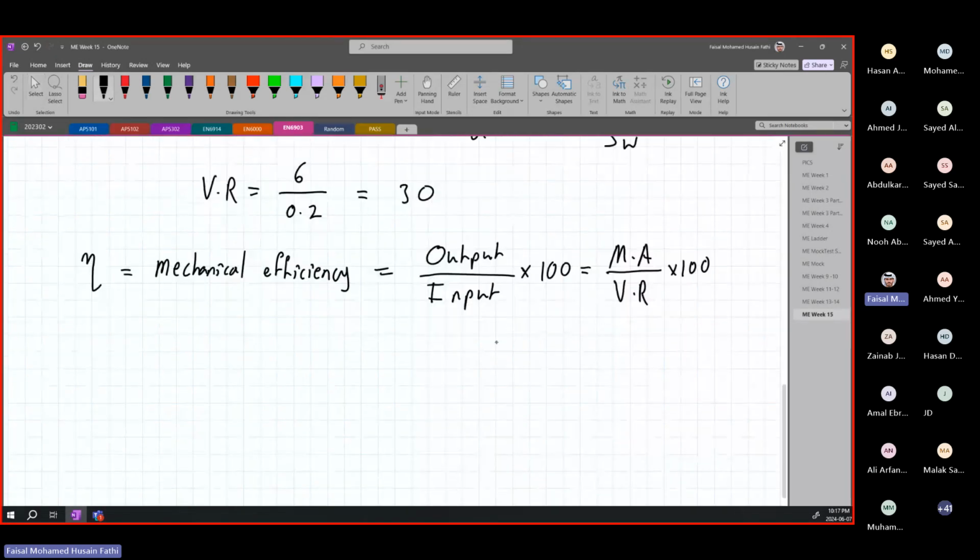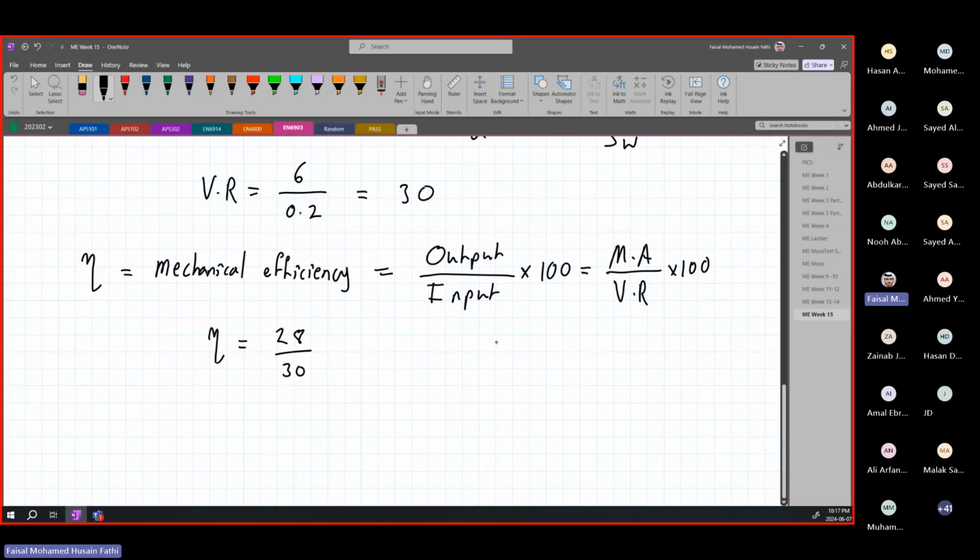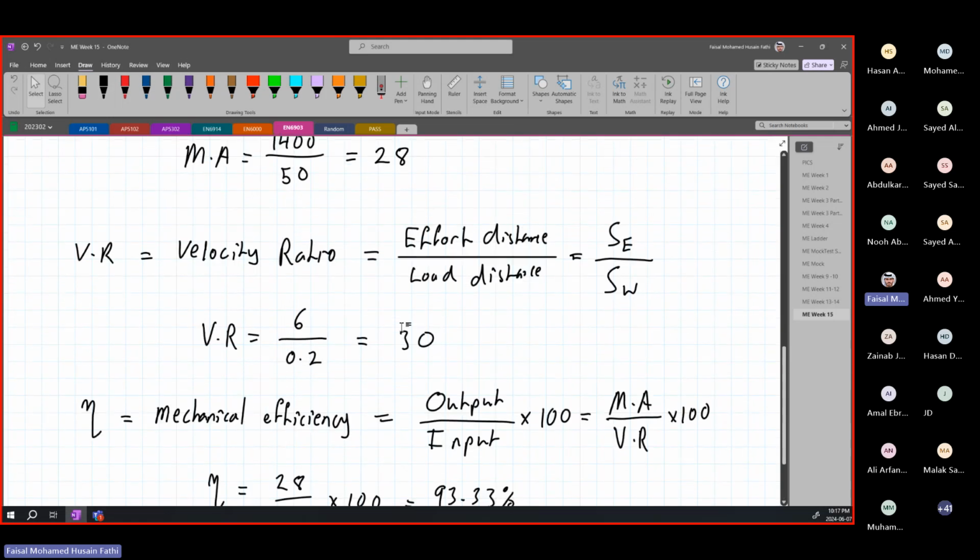So in this question, it is simply efficiency equal to MA over VR, which is 28 over 30, times 100, which is going to be equal to 93.33% efficiency. And that's basically it, okay?